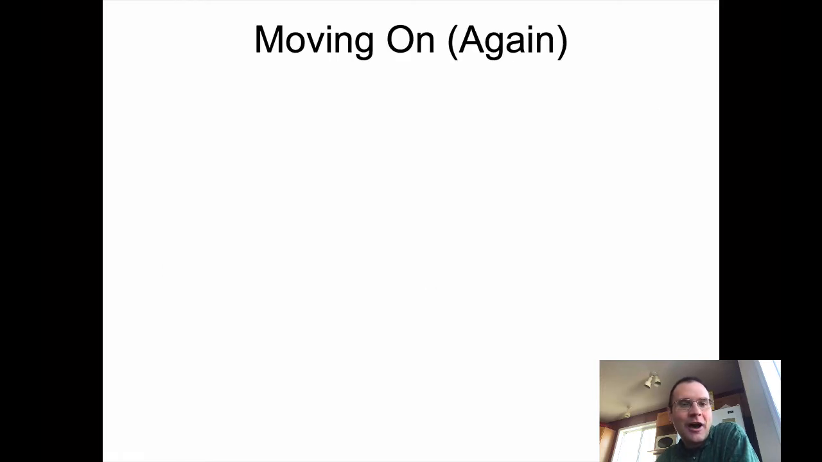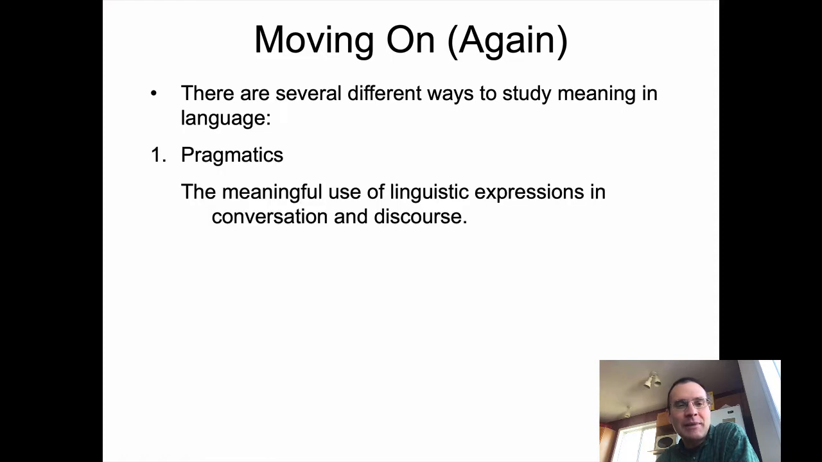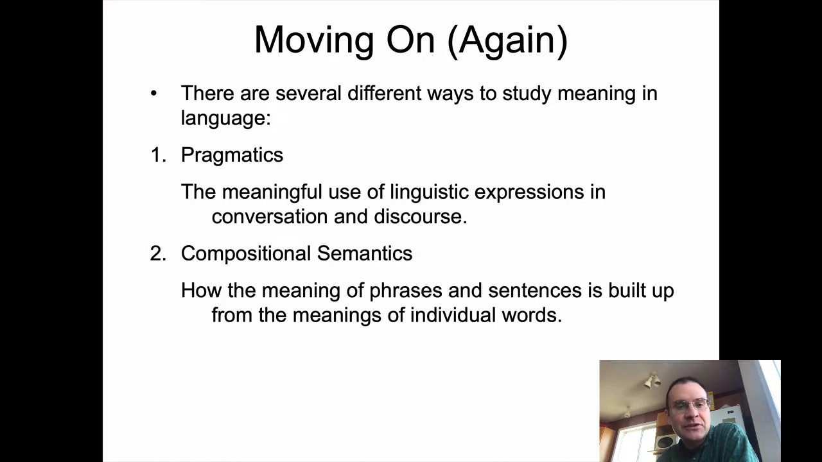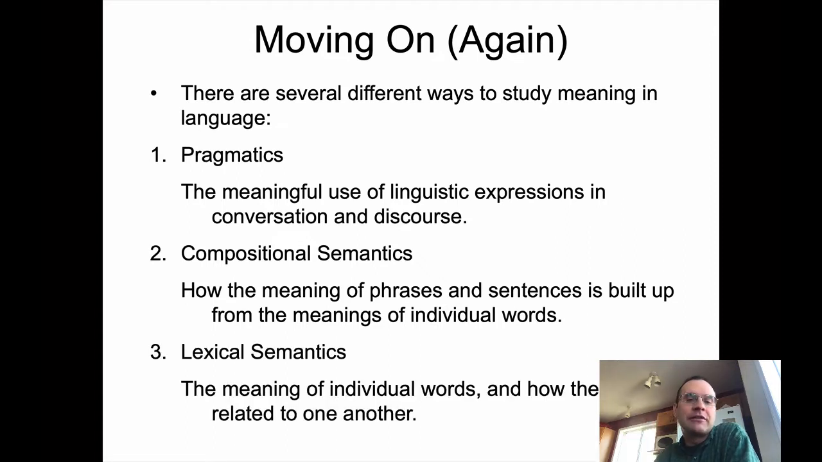Okay, so we talked about this before, but we've got pragmatics, which is how linguistic expressions get their meaning from conversation, context, and discourse. Then there's compositional semantics, which is how you can build up the meaning of phrases and sentences from the meanings of the individual words in those phrases and sentences. But we haven't talked yet about the meaning of individual words themselves and how they're related to one another. So that's what we're going to focus on for today.